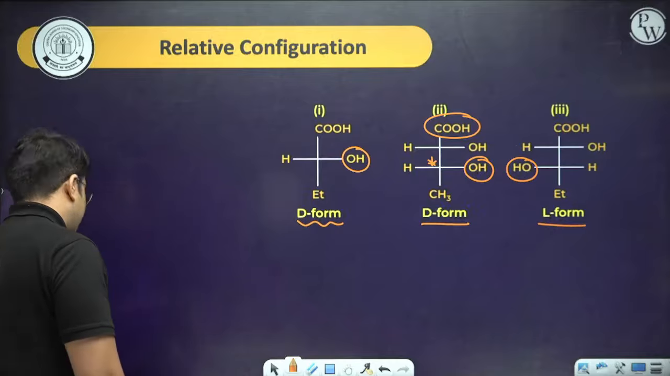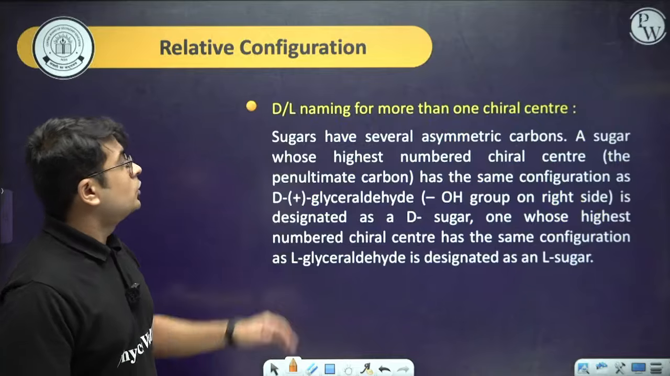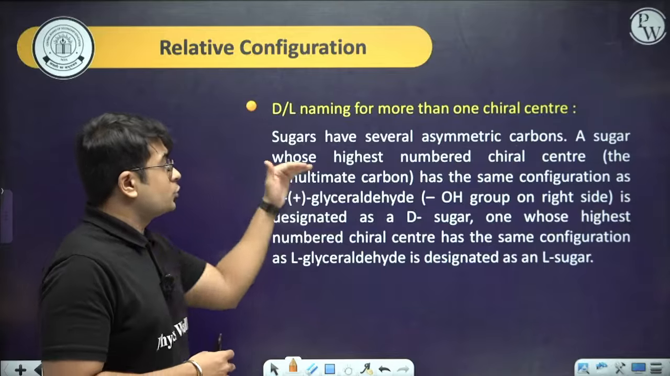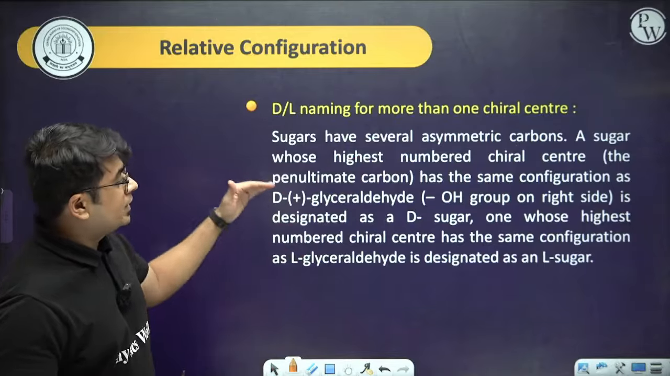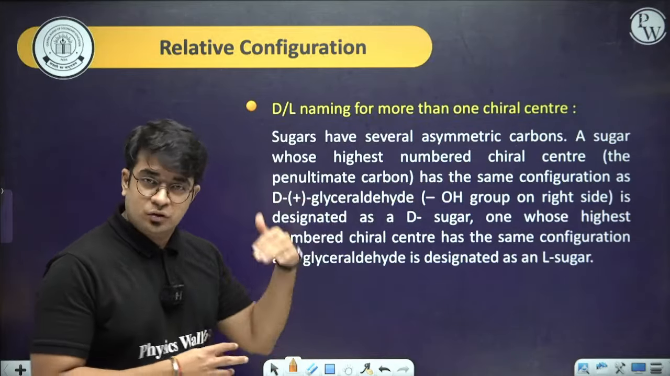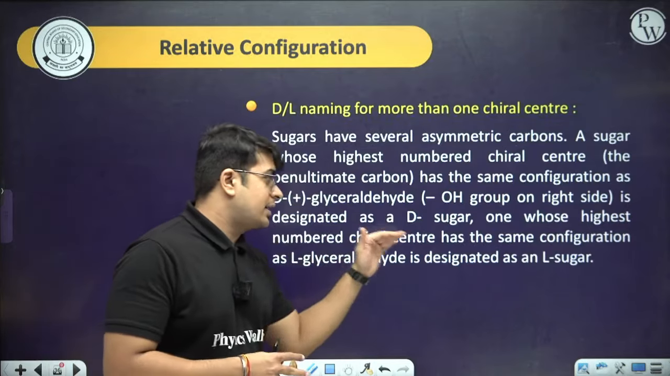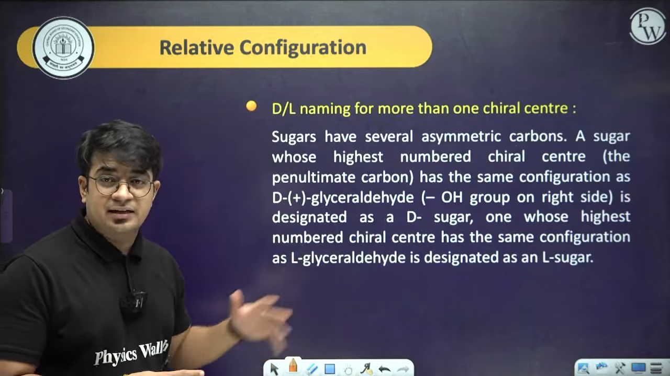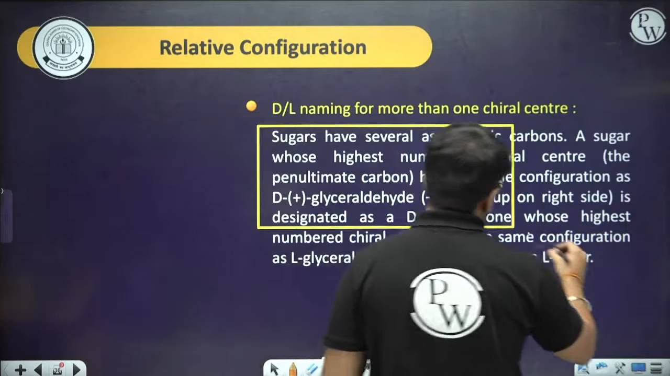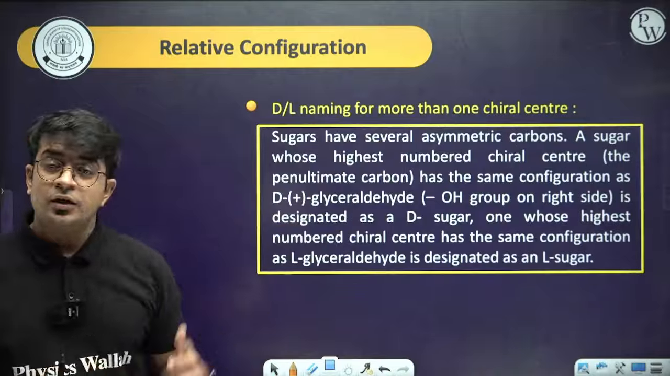Okay. Now, in case of D and L naming for more than one chiral center, sugars have several asymmetric carbons. It means they have different types of chiral carbons. A sugar whose highest numbered chiral center, the penultimate carbon, has the same configuration as D glyceraldehyde, definitely OH is present on the right hand side, is designated as a D sugar. One whose highest numbered chiral center has the same configuration as L glyceraldehyde will be an L sugar. So the same type of rule is there. You just have to look at the highest chiral center, which is away from the oxidized group.